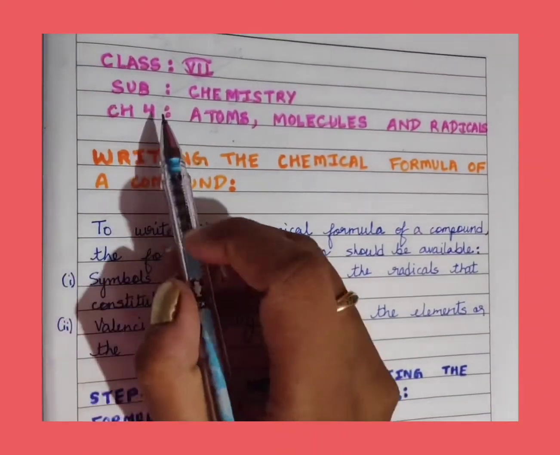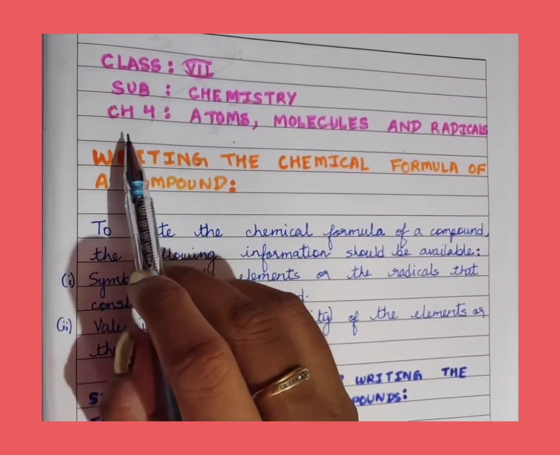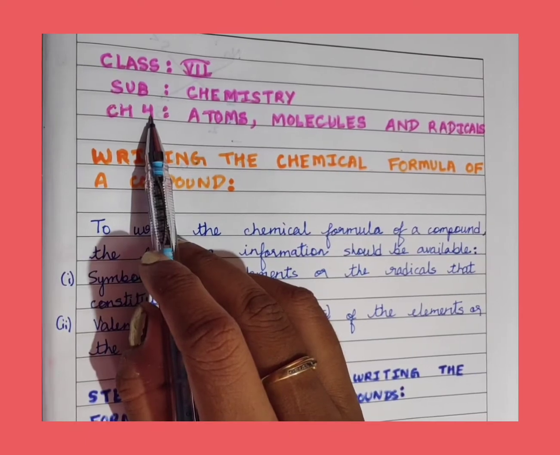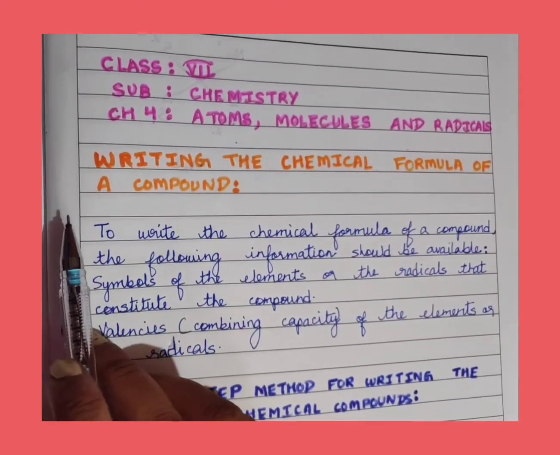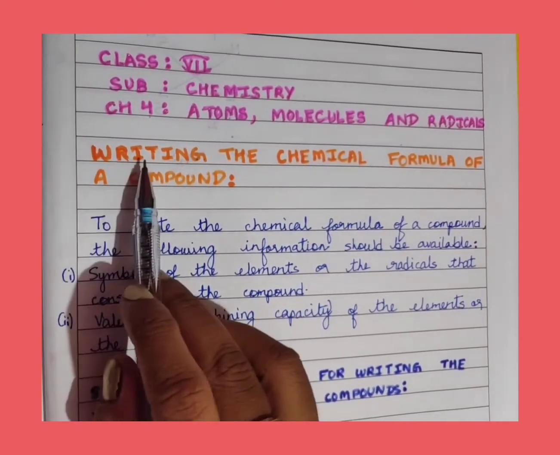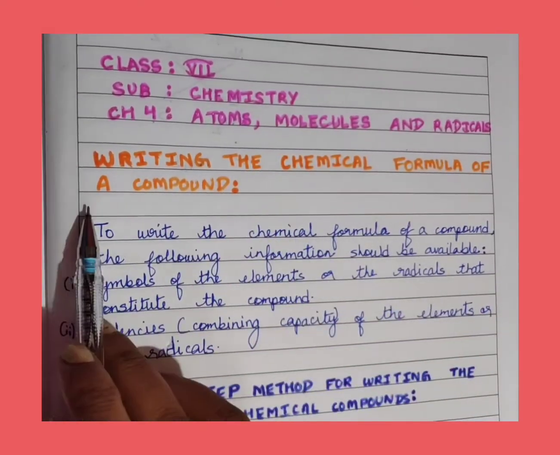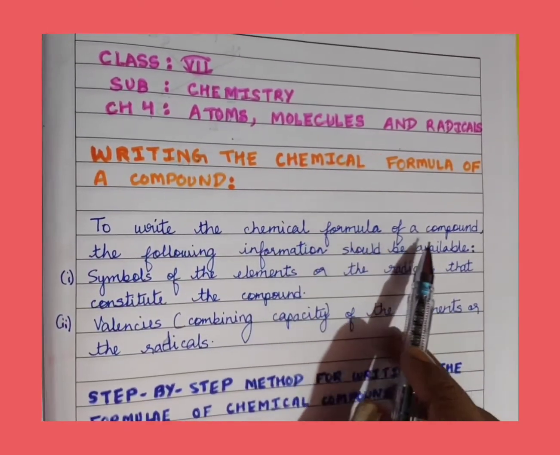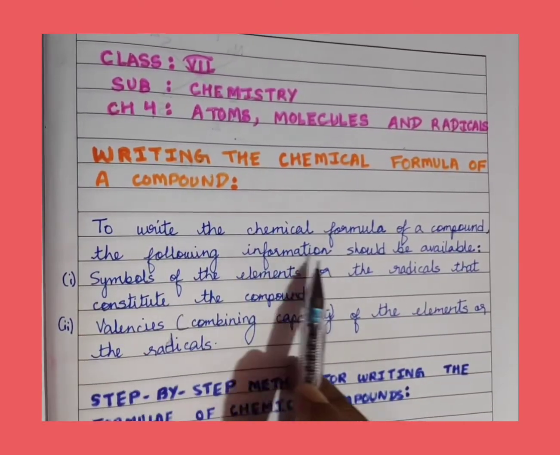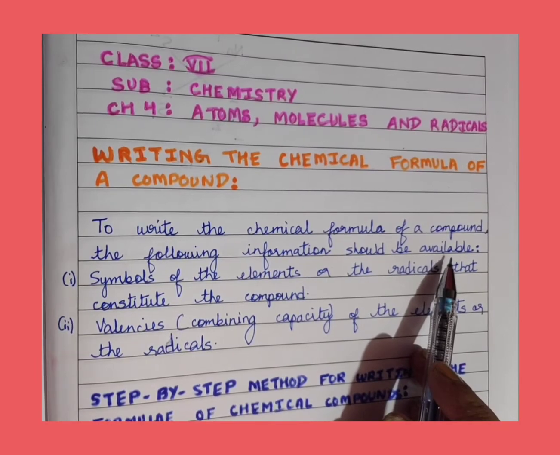Hello students, today I am going to do the last part of chapter 4, that is atoms, molecules and radicals. So today we are going to learn how to write the chemical formula of a compound. Now to write the chemical formula of a compound, the following information should be available.